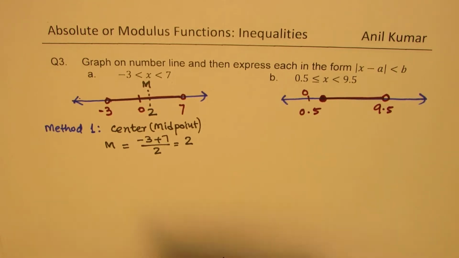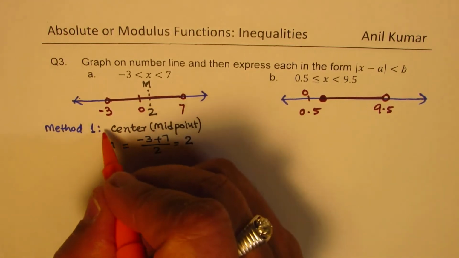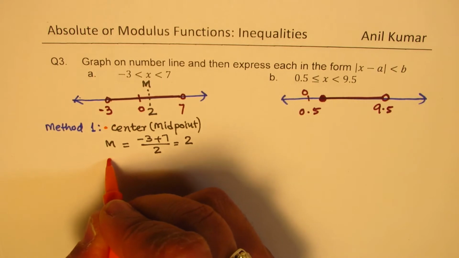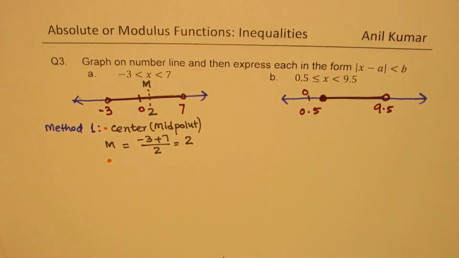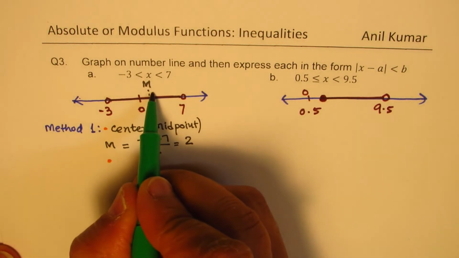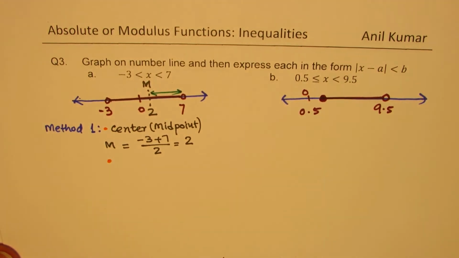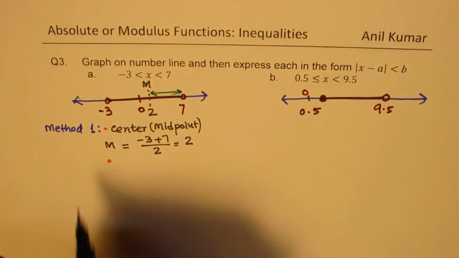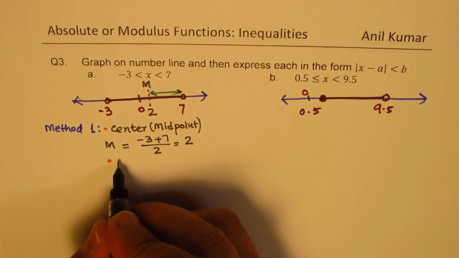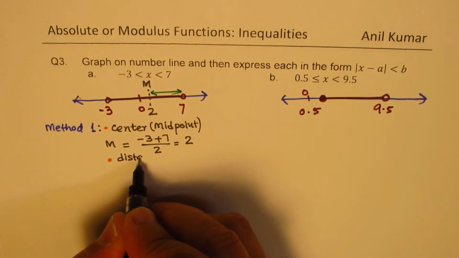Then what we need to look into is how far are we from the midpoint? Distance from midpoint. That is the basic definition of absolute function. We now want to figure out how far are we? How much is this distance, right? So the second step is how much distance from the midpoint.